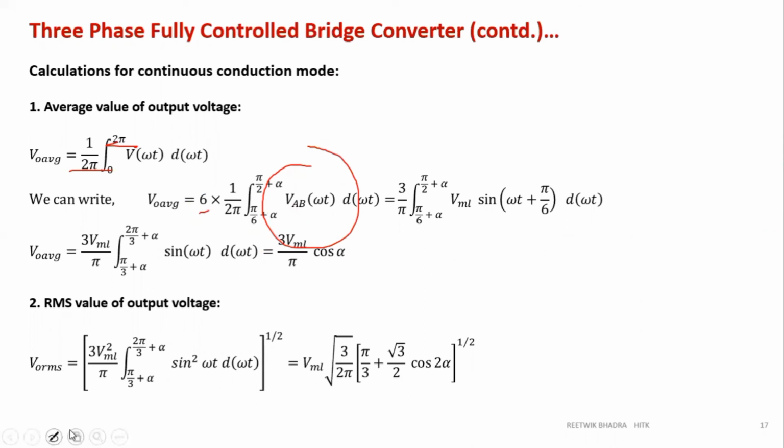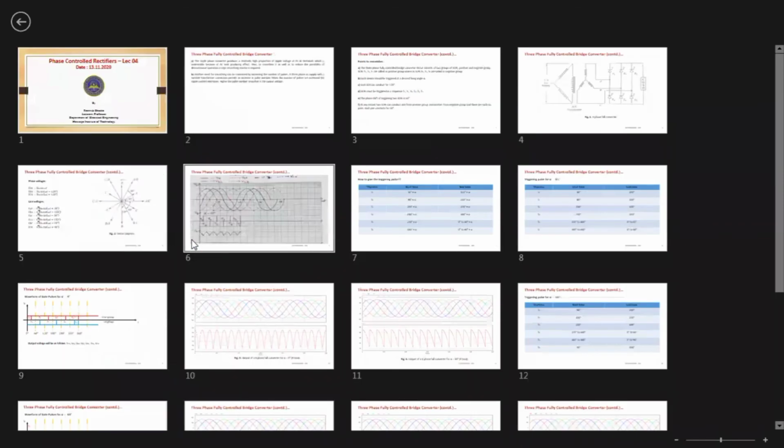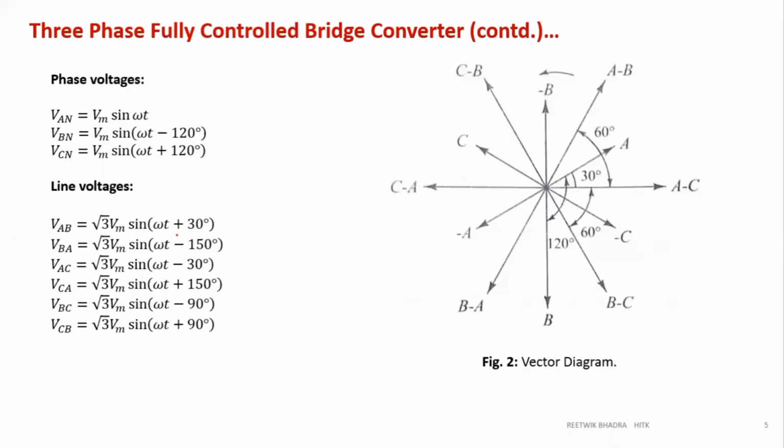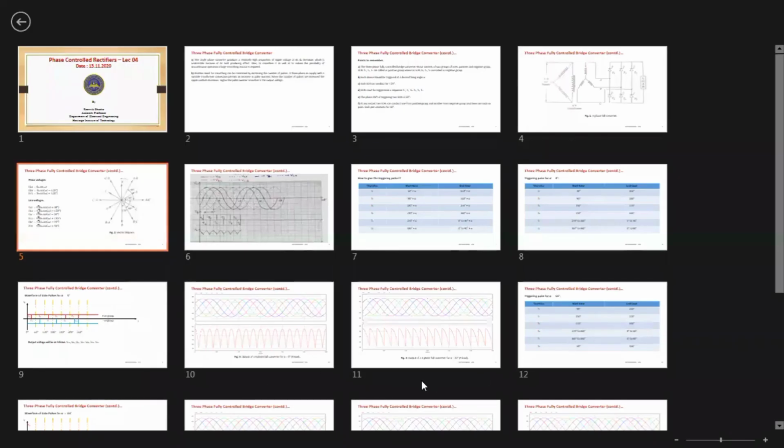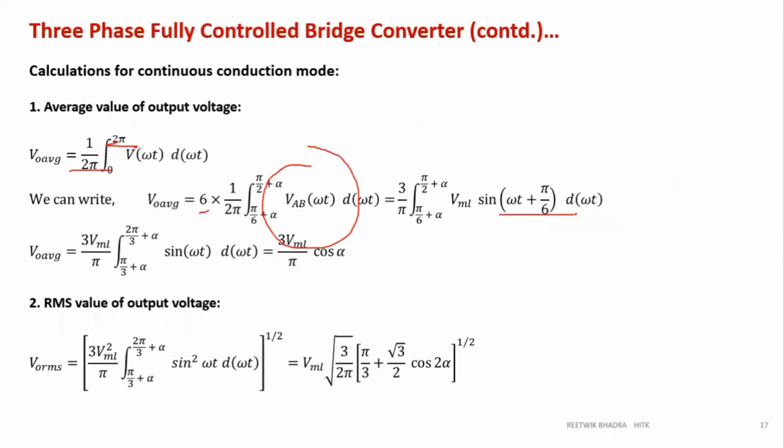Now, for VAB, we had already calculated VAB plus 30 degree, right? So plus pi by 6. So omega t plus pi by 6. What are the limits? Pi by 6 to pi by 2 plus alpha. So 30 to 90, 60 degree. After that, the phase will change, so it will be either AC or DC. That's why this is taken pi by 6, a 60 degree difference. Pi by 6 to pi by 6 plus alpha.